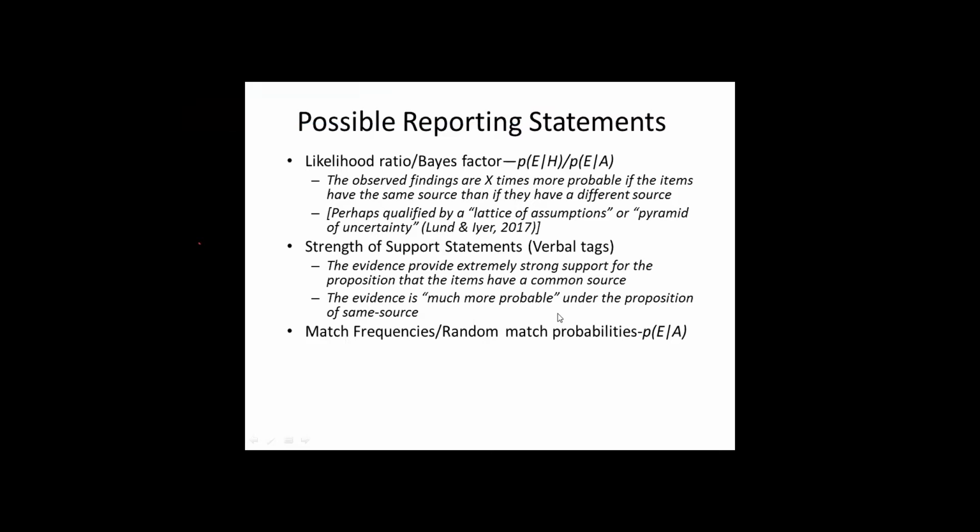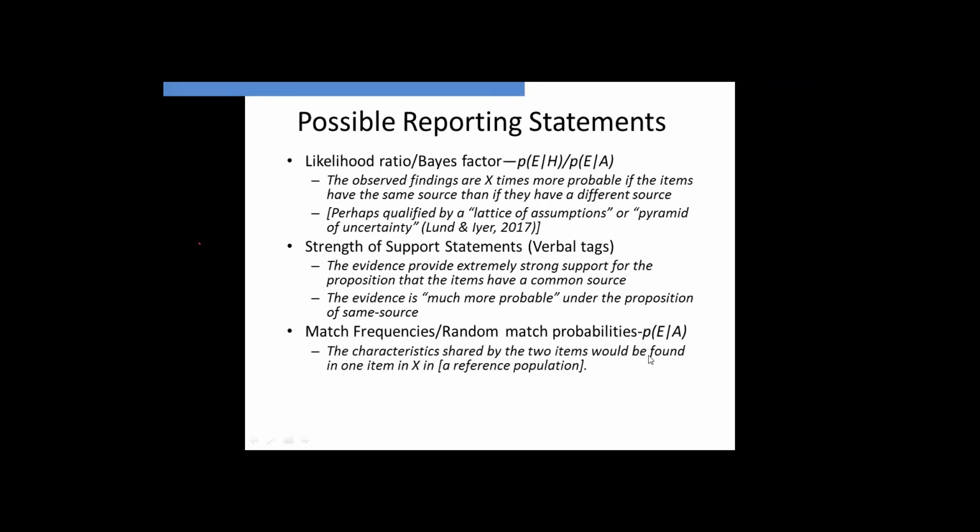It's been common in DNA testing to talk about random match probabilities, which are essentially a part of the likelihood ratio, the denominator of the likelihood ratio. It's an estimate of the probability of the evidence under the proposition of alternative source. So the expert could say something like, the characteristics shared by these two items would be found in one item in X in the reference population. I think this could be appropriate in circumstances where the numerator of the likelihood ratio is 1 or close to 1. It might be misleading in cases where the numerator of the likelihood ratio would be well under 1.